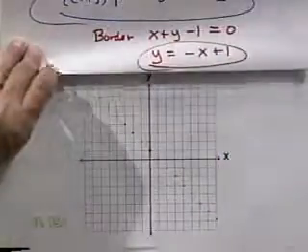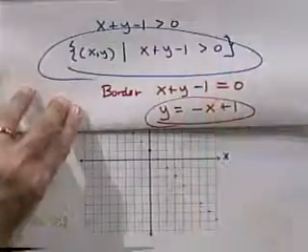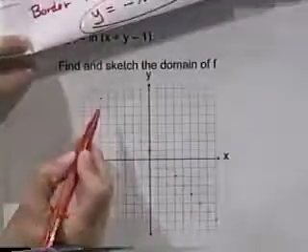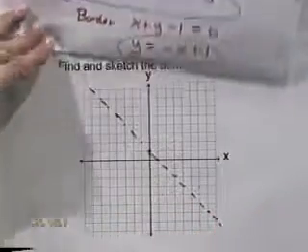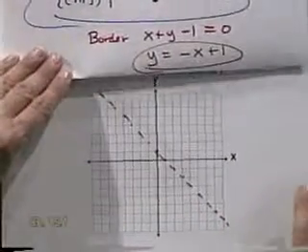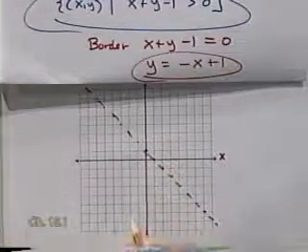But now, for the original function, we were graphing it for strictly greater. So when it's strictly greater, do we include the border? Absolutely not. So we just make it a dotted line. But now we have to decide which side do we shade in. So we got to pick a point.